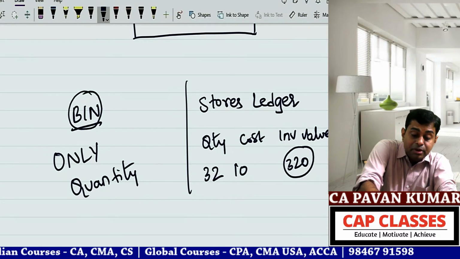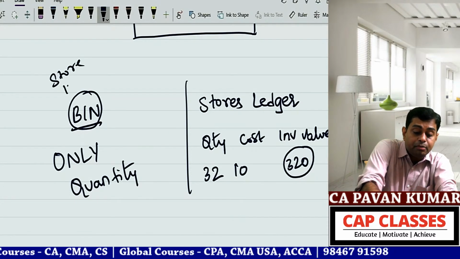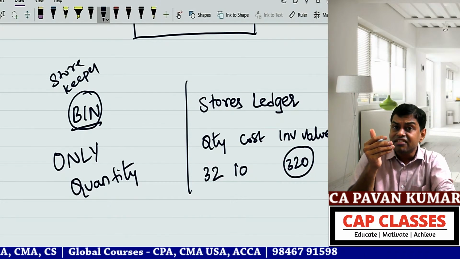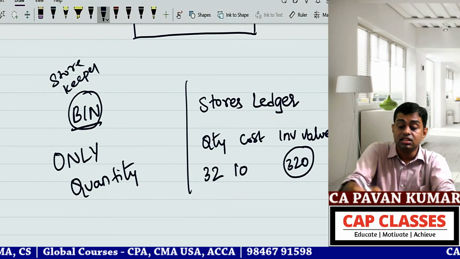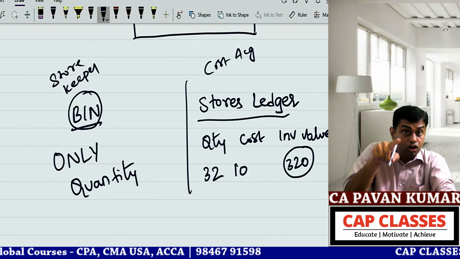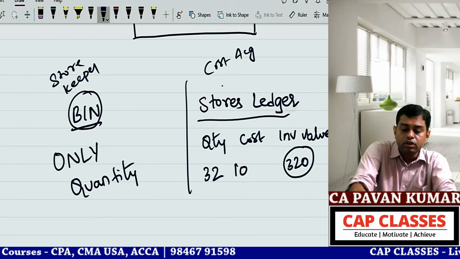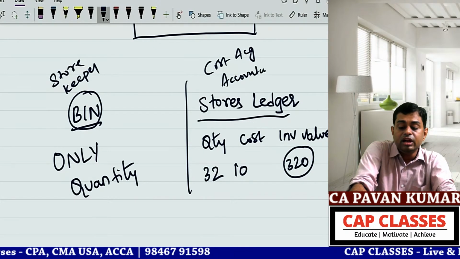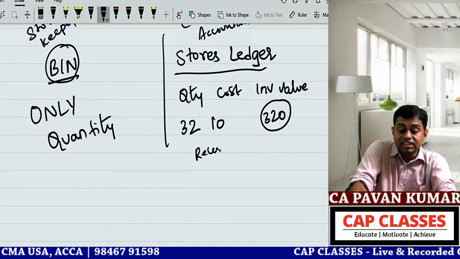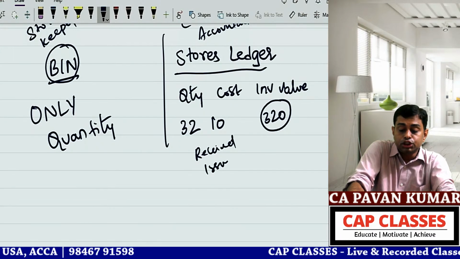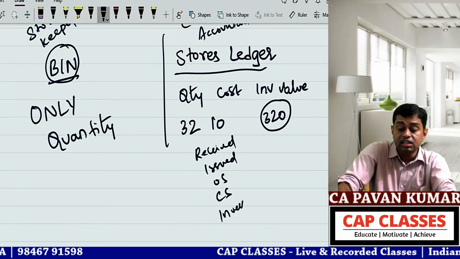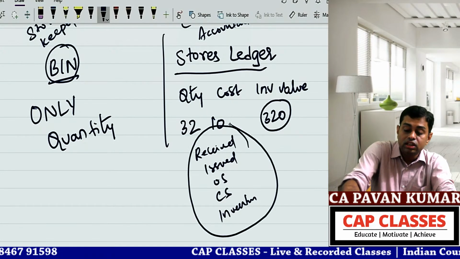Now this is not maintained by the storekeeper, because what is the job of the storekeeper? Custody, physical safety of the materials. This is maintained by the cost accounting department if you have one. If you do not have a cost accounting department, a normal accountant will maintain it. So in this stores ledger, goods received, goods issued, opening stock of materials, closing stock of materials, inventory value, all these things will be given.